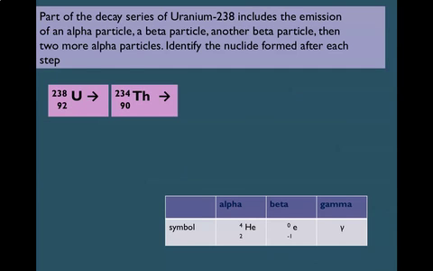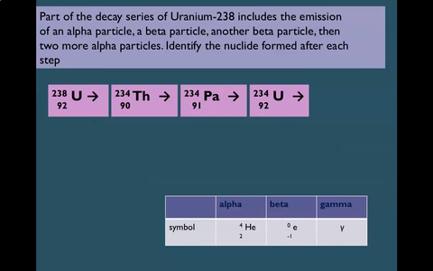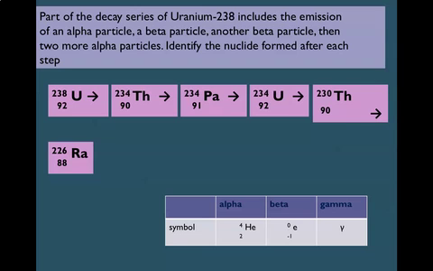Then it says a beta particle. So I'm going to take off 0 on top and -1 on the bottom. So I get 234 over 91. Another beta particle. So I'm going to get 234 over 92. Then 2 more alpha particles. So I'm going to do one at a time. So I have 230 over 90. I took off 4 over 2. And I'm going to do that again. And I get 226 over 88. So it's essentially the same thing, it's just going several steps at a time.